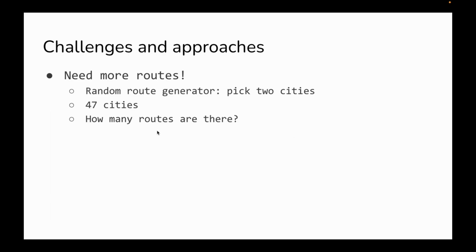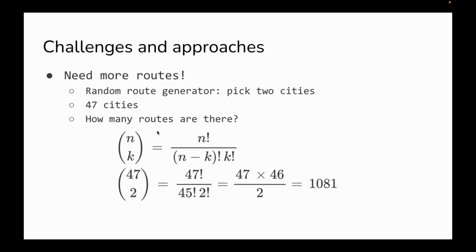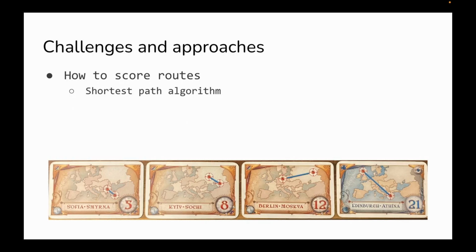We can figure out the total number of possible routes. We can use a combinatorics equation for n choose 2. Out of n items, we choose k of them. For our problem, we have 47 cities, and we choose 2. So there's 1,081 possible routes. The next challenge is how to get the point value for each route, which is determined by the shortest route.